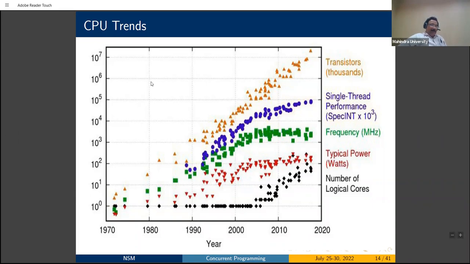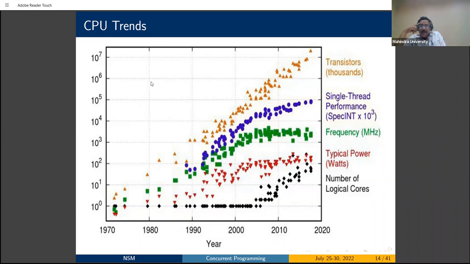After that, when you look at this particular slide, this slide gives us some information about CPU trends. Here you can see in the x-axis the year, from 1970 to 2020. In the y-axis, you can see 10^0 to 10^7. That is a log scale.